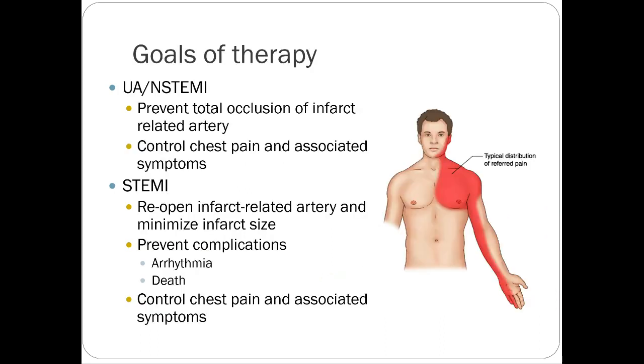Our goals of therapy, UA and NSTEMI, we want to prevent total occlusion of the infarct-related artery. So we want to see if we can get some sort of intervention. But this isn't usually a huge emergency. I mean, yes, you're probably going to get the person in for imaging. You're going to see if you need to put a stent in. You're probably going to try and do that within the next 12 hours, 24 hours, depending on your cath lab access. But otherwise, you don't need to really do a whole lot in the meantime. We'll talk about the things you do, but it's not a ton of medical management.